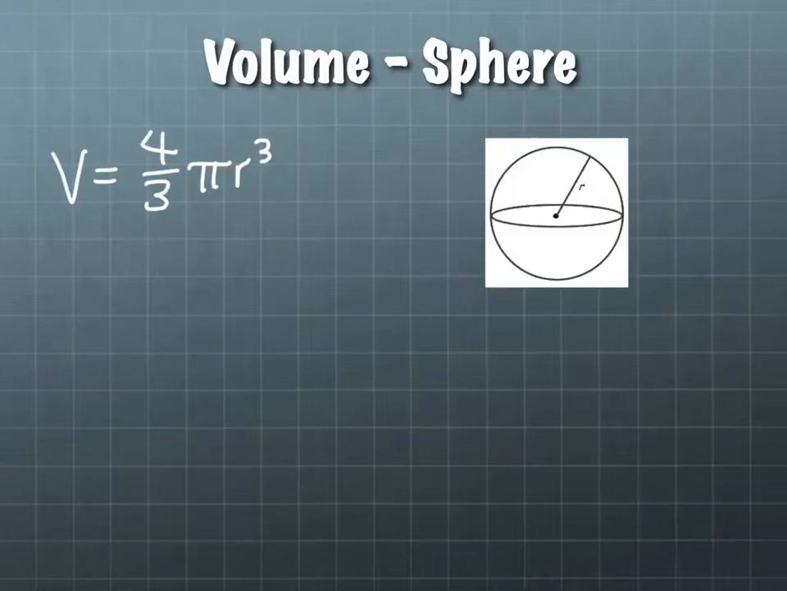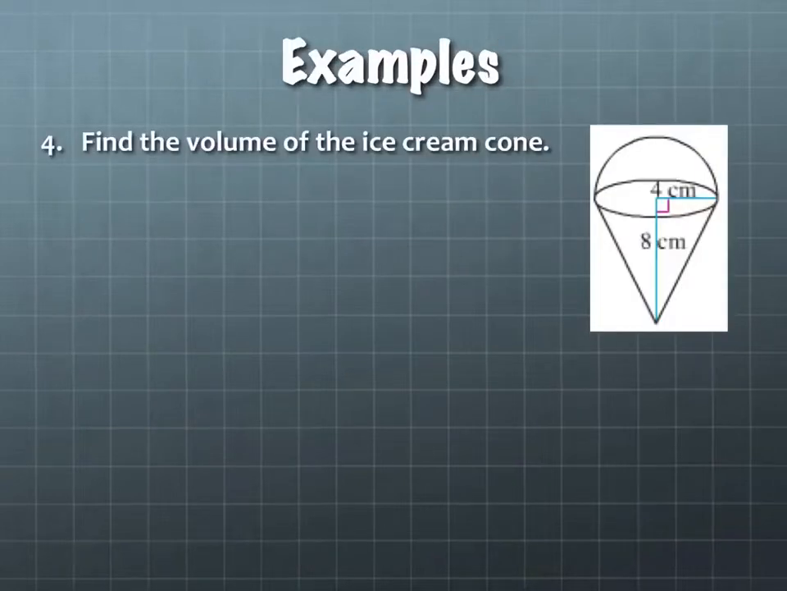All right, so we're going to do some examples of some of these shapes and finding their volume. This one says to find the volume of the ice cream cone. So that's of the entire picture image that you see here. How could you break this down into two different objects that we could find the volume of? What do you see? A cone and a what? And the hemisphere.